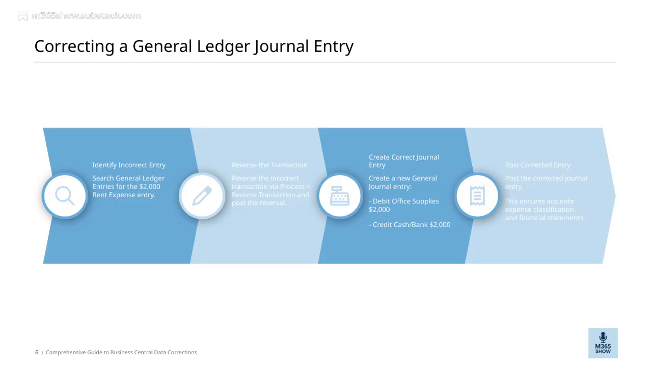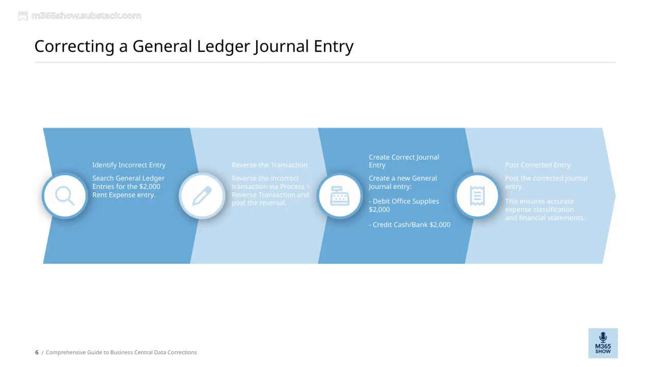Next, it's important to reverse the incorrect transaction. You can do this by navigating to Process, then selecting Reverse Transaction and posting the reversal. This step removes the erroneous entry from the ledger, preventing any confusion or misstatement.